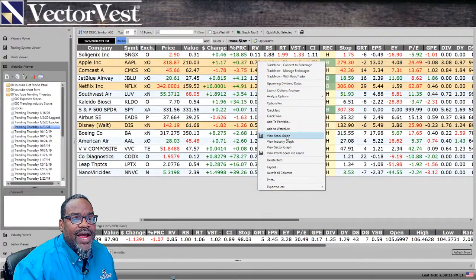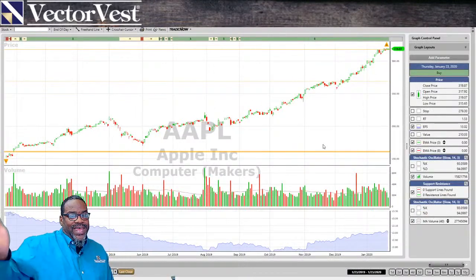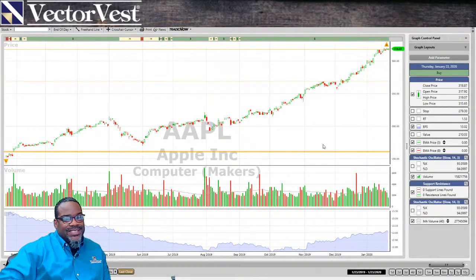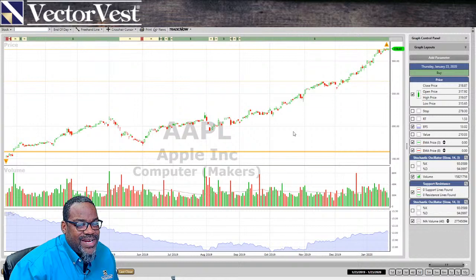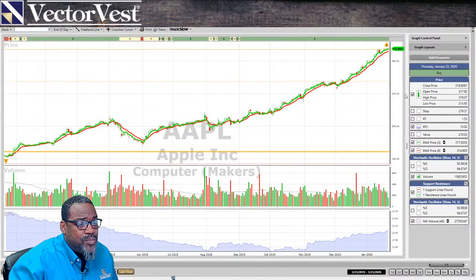Let's view the stock graph. Let's move this over. Look at that. That's a thing of beauty. Apple right now is still hitting all-time highs. Now, Apple content, I like the Apple content as far as the streaming is concerned.